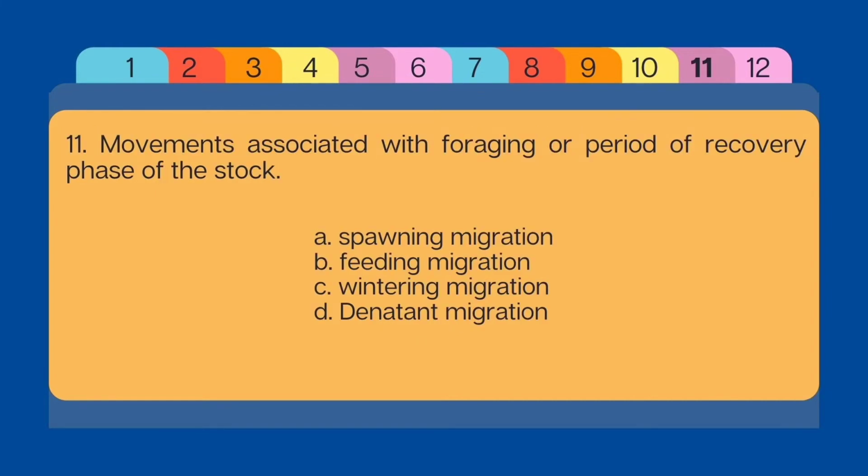Number 11. Movements associated with foraging or period of recovery phase of the stock. A. Spawning migration, B. Feeding migration, C. Wintering migration, or D. Denatant migration. The answer is B. Feeding migration.